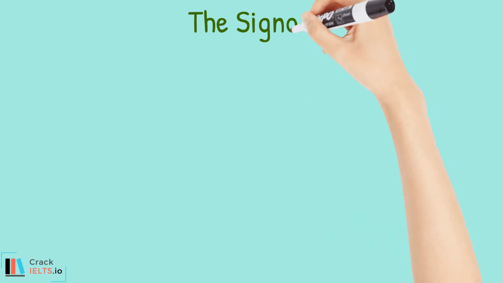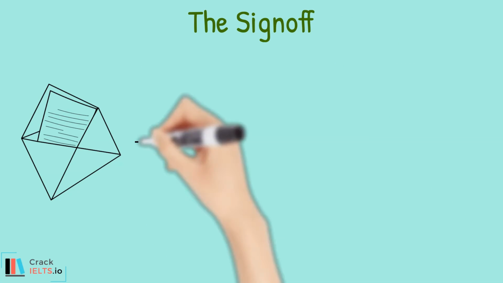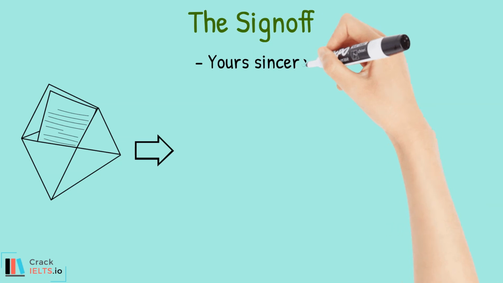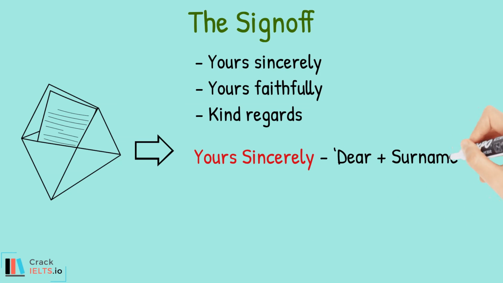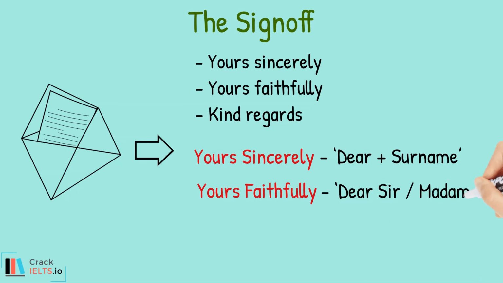And finally, let's have a look at the sign off. There are 3 ways you can sign off your letter: yours sincerely, yours faithfully, and kind regards. Follow these rules when deciding which to use. Yours sincerely if you started the letter with Dear and the surname, example Dear Mrs. Jones. Yours faithfully if you started the letter with Dear Sir or Dear Madam.